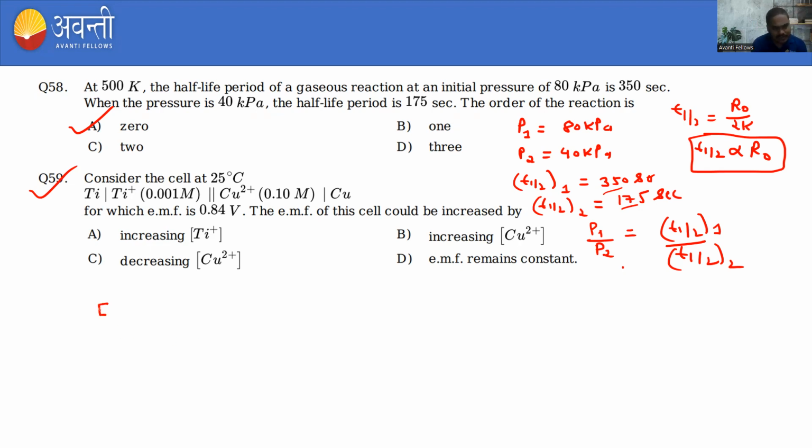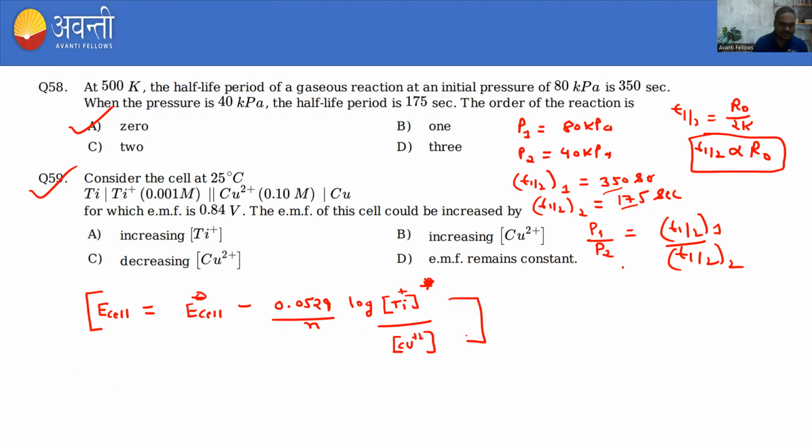So we all know, beta, how to calculate the EMF of the cell. EMF of the cell is nothing but standard EMF of the cell minus 0.0529 divided by n, into log of the concentration of the product, here titanium plus as the product, divided by the concentration of the reactant, that is copper plus 2. So how will you increase the EMF of the cell? Okay, so the cell equation can be represented as we know.